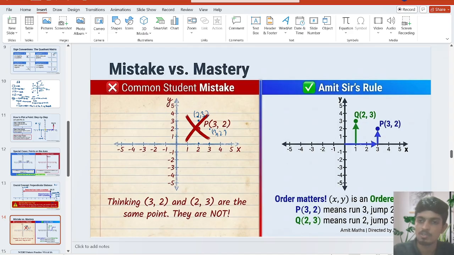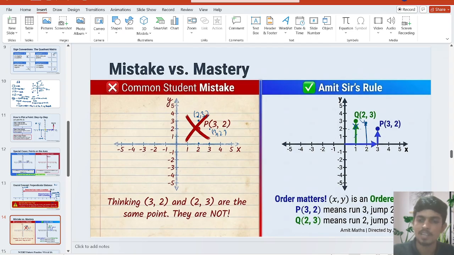The correct one is here: 2 and 3, so this is (2, 3). This is incorrect. This representation is correct, this is (2, 3). This one is incorrect. This representation is (3, 2). I hope it is clear to you.